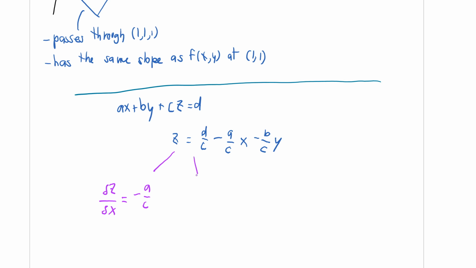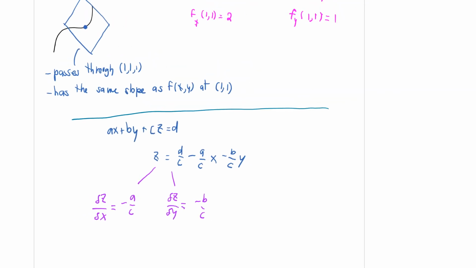Let me also do the derivative of z with respect to y. dz/dy: d/c is a constant, so it's gone. -(a/c)x is a constant, so it's gone. dz/dy is going to be just -b/c.